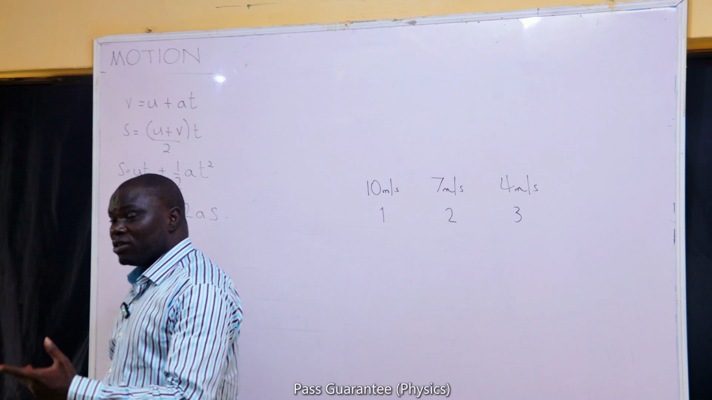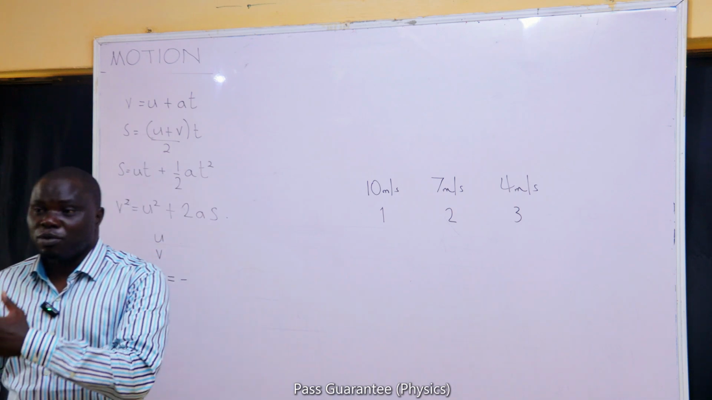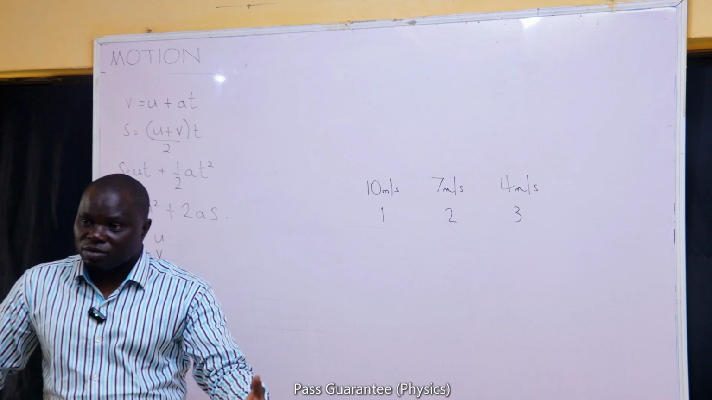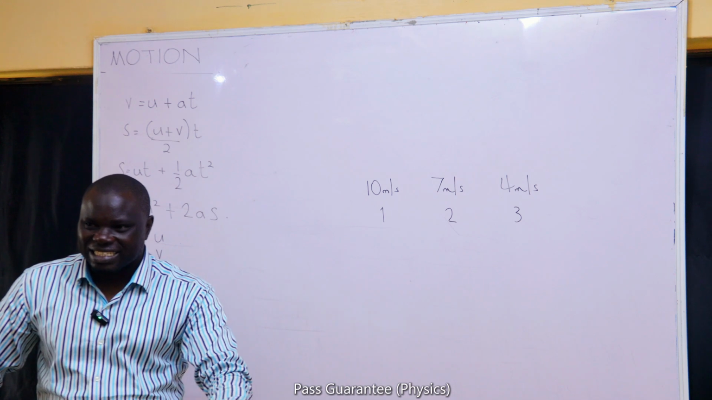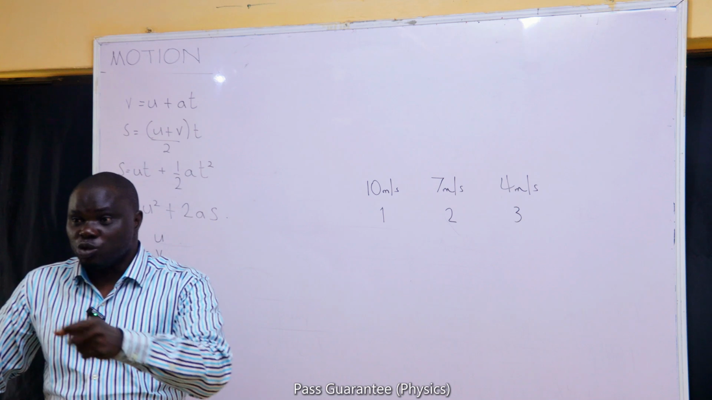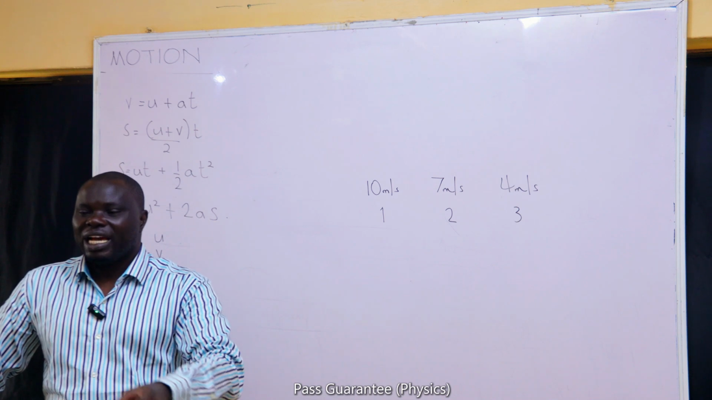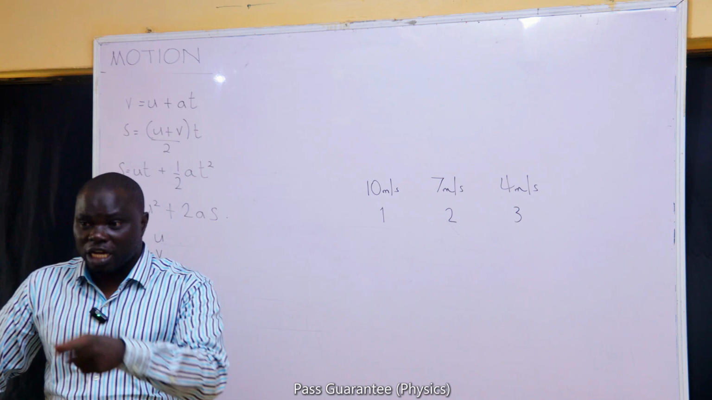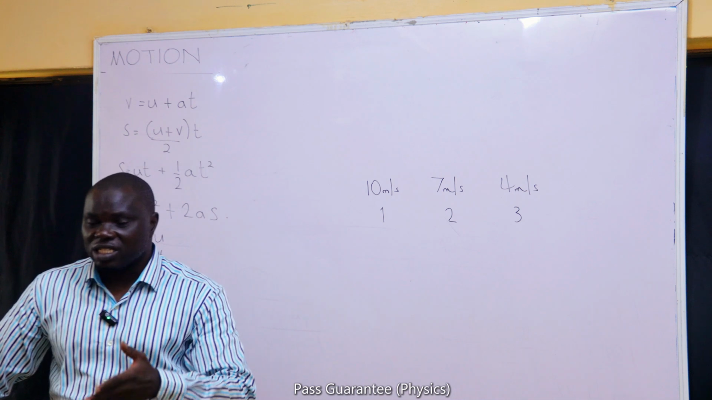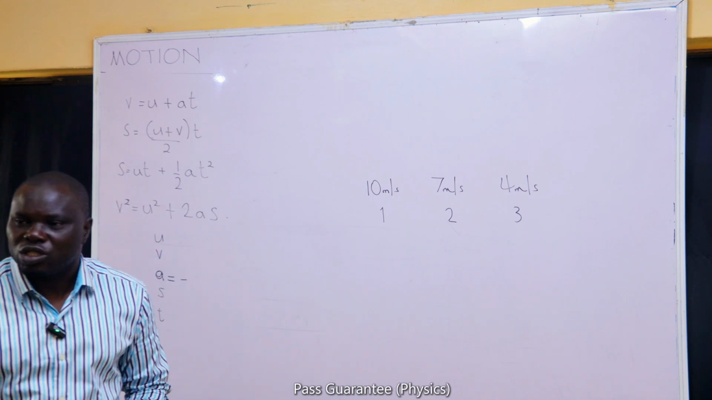And once the final velocity must be equal to zero, if you move from a point where your velocity was not zero to a point where your velocity becomes zero, it means you are decelerating. There is a deceleration in that question. Anytime your velocity reduces, there's a deceleration. Anytime your velocity becomes zero from a value where it was not zero, then it means you are also decelerating or retardating. Always take note of that.